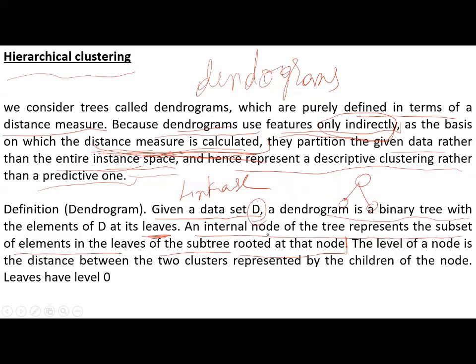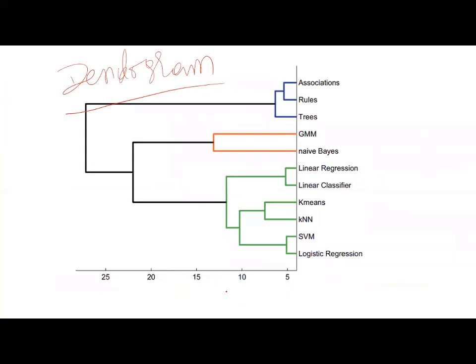An internal node of the tree represents the subset of elements in the leaves of the subtree rooted at that node. The level of a node is the distance between the two clusters represented by the children of the node. So leaves have level 0, and the top is said to be the root node. This is the dendrogram.